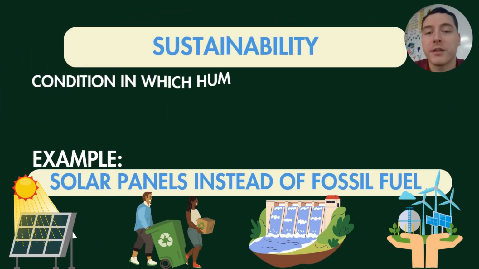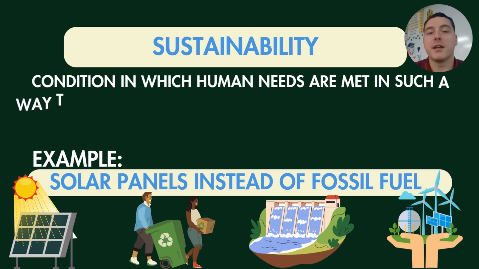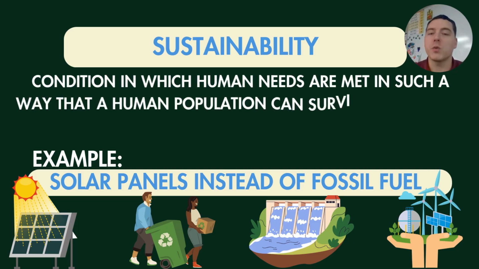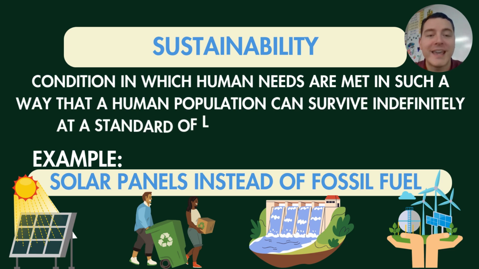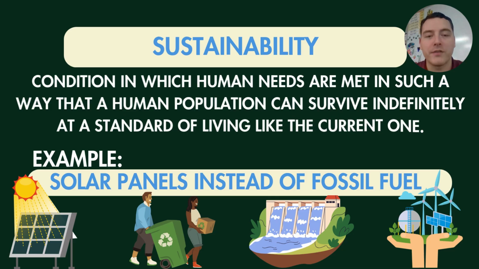And the last term in this module is sustainability, the condition in which human needs are met in such a way that a human population can survive indefinitely at a standard of living like the current one. So we could use solar panels instead of fossil fuels. We could use electric cars instead of gas cars to help live more sustainably.